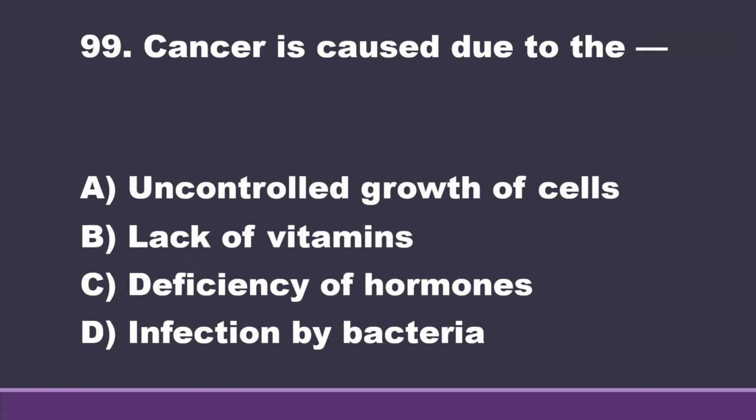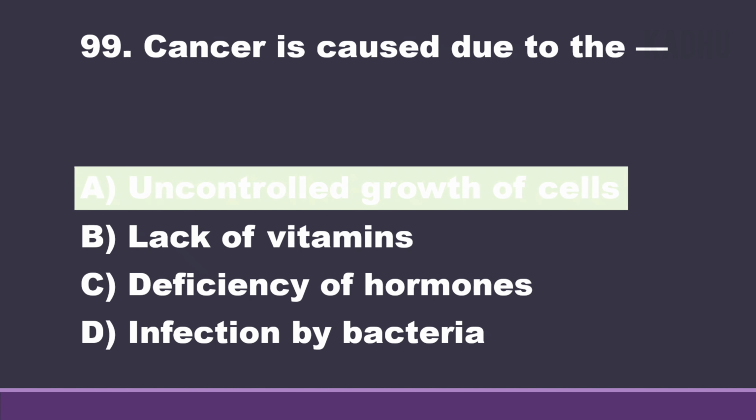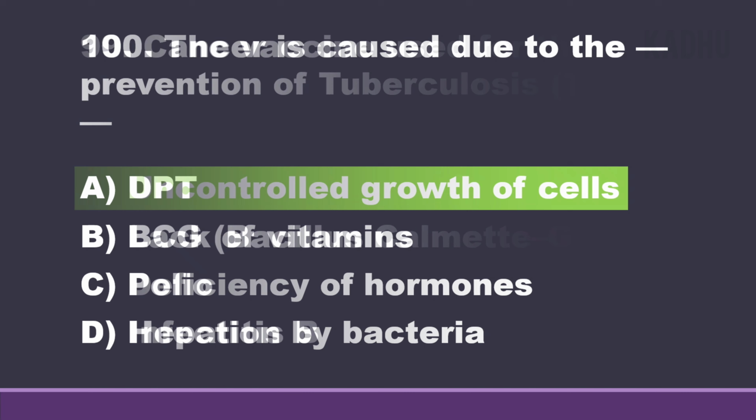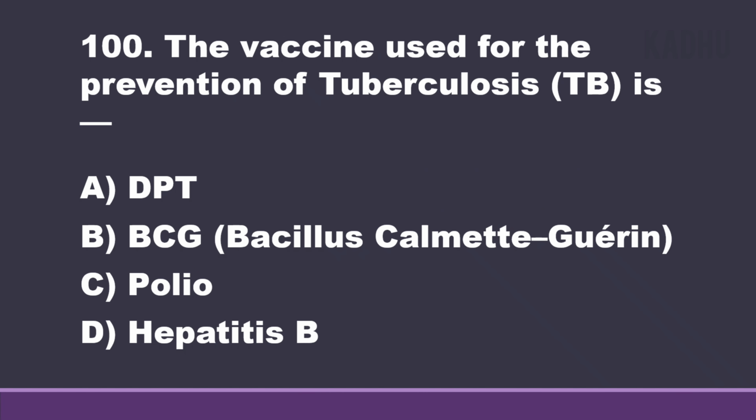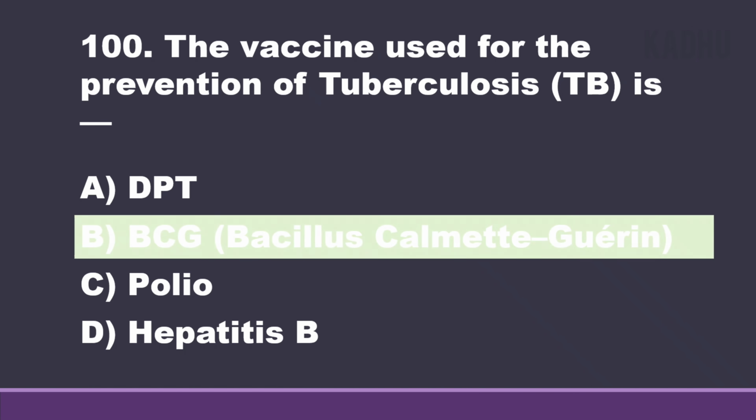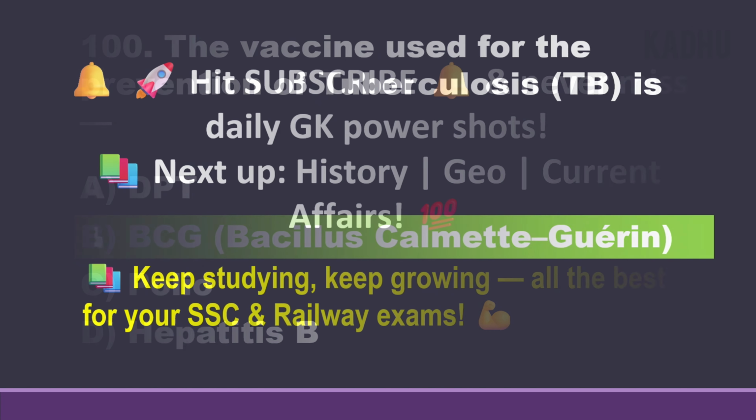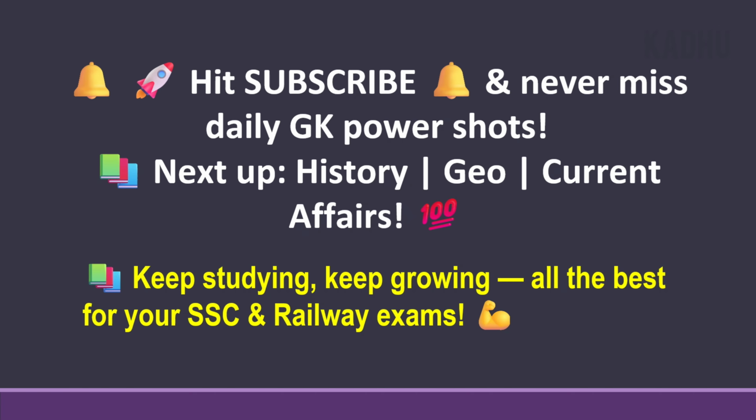Next question. Cancer is caused due to. Option A will be the correct answer. Cancer is caused due to the uncontrolled growth of cells. Next question and our last question. The vaccine used to prevent tuberculosis is. So option B will be the correct answer. BCG. So this is the last question of our 100 important science GK.